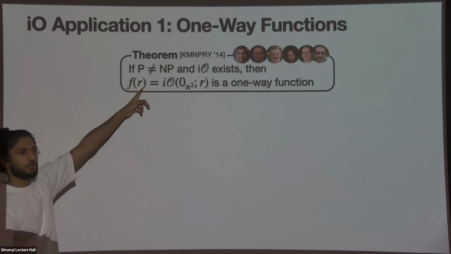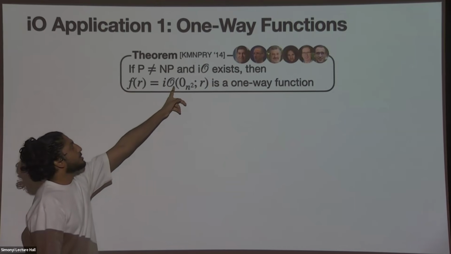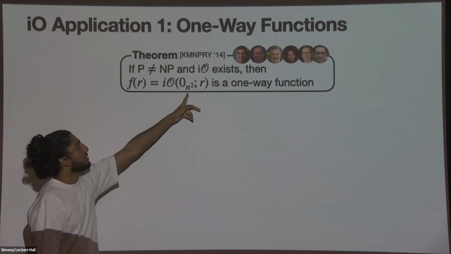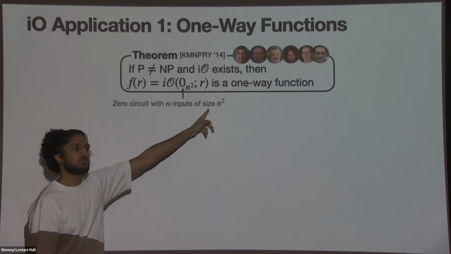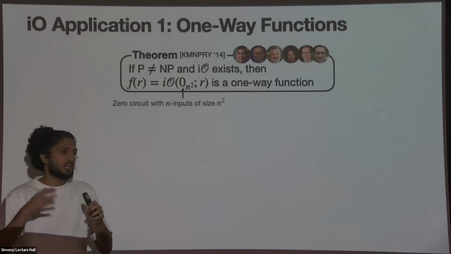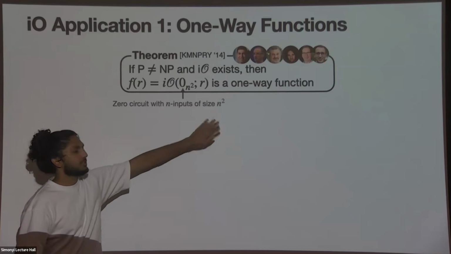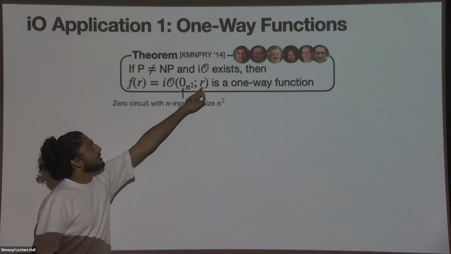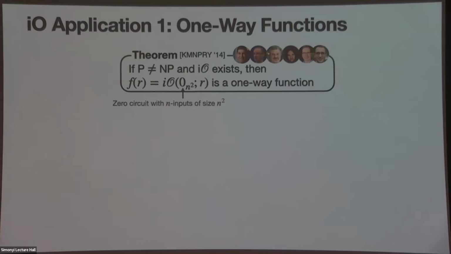It'll take as input some string R, which we'll interpret as randomness. What it's going to do is obfuscate the zero circuit. This is just some circuit that always outputs zero, although we're going to add in a bunch of dummy gates so that it's of size like n squared. Then it's just going to obfuscate that circuit with the randomness R. Okay, so first is the definition of F.